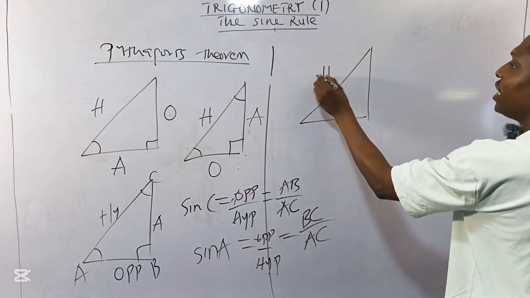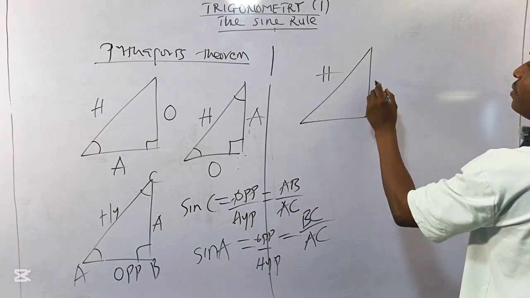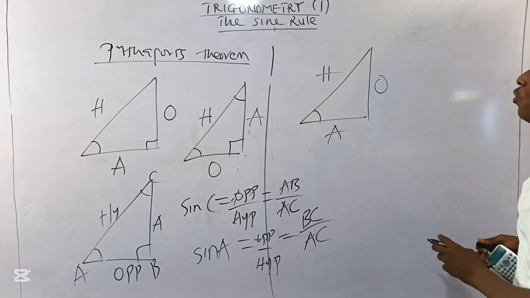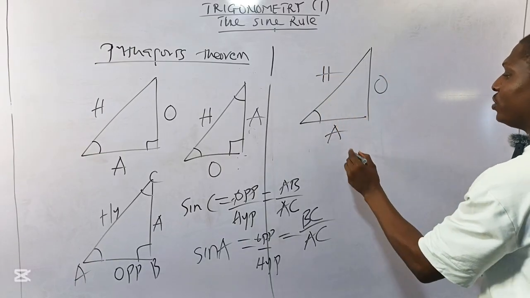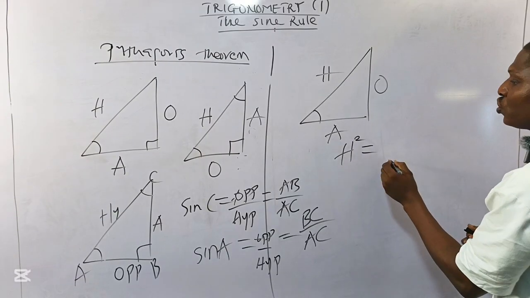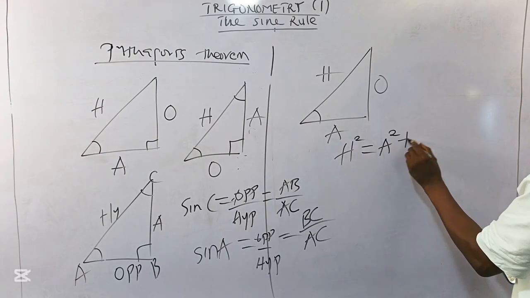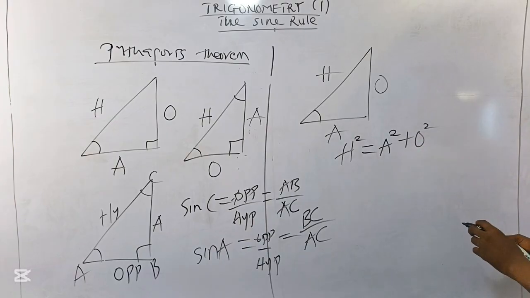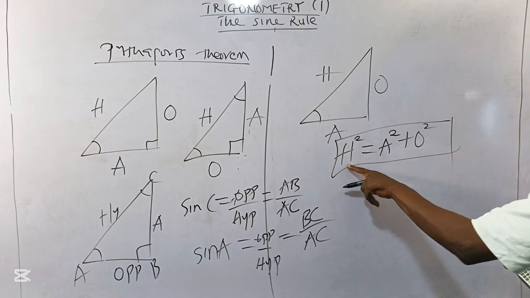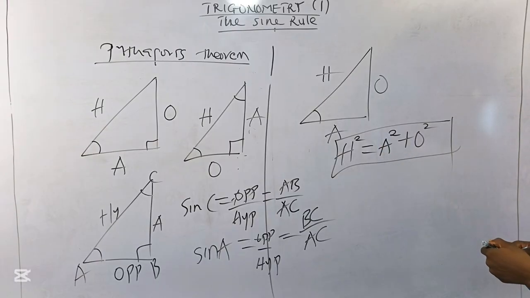if this is my hypotenuse, and let me say I'm using this angle, this becomes my opposite and this is my adjacent. We should know that the square of this hypotenuse side, H square, will be equal to what? Adjacent square plus opposite square. This is what? A theorem. Hypotenuse square is equal to adjacent square plus opposite square.